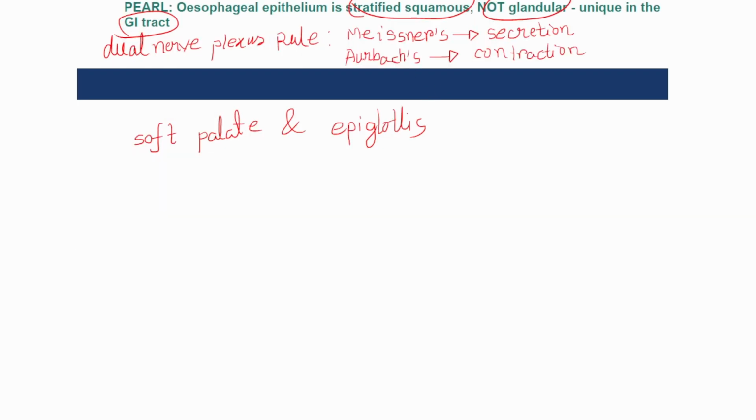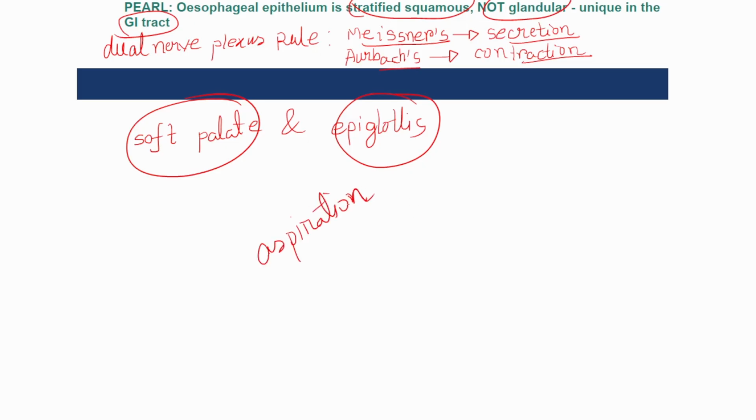While Meissner's plexus handles mucosal secretions, the coordination of the muscularis externa layers during a swallow relies entirely on Auerbach's plexus to generate the highly organized circular and longitudinal contractions, and the temporary elevation of soft palate and depression of the epiglottis during deglutition are mandatory hardwired neural reflexes, ensuring that nutrient transport completely overrides the respiratory pathway for a fraction of a second to eliminate aspiration risk.